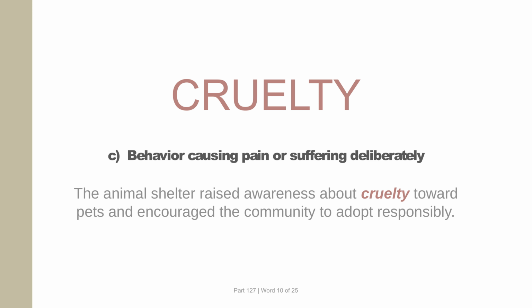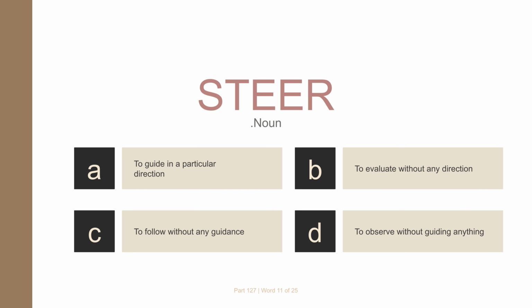Question 11. What is the meaning of steer? Option A: to guide in a particular direction. Option B: to evaluate without any direction. Option C: to follow without any guidance. Option D: to observe without guiding anything.